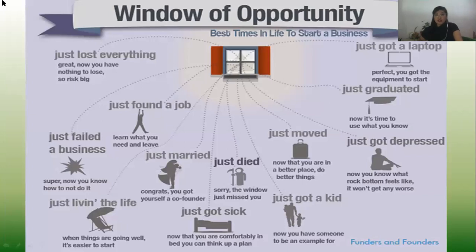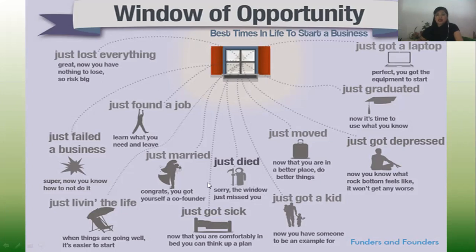So here is a window of opportunity. Okay, so as we can see, the best times in life to start a business. So here are some of the situations that will open up opportunities that might be an instrument for us to create a business. Okay, so we have here: just graduated, just got a laptop, a perfect time, you got the equipment to start a new business. Now it's time to use what you know. If you just got depressed, now you know what rock bottom feels like. It won't get any worse. Now that you are in a better place to do the things, move. So these are the situations and the opportunities that we can get out of these situations.